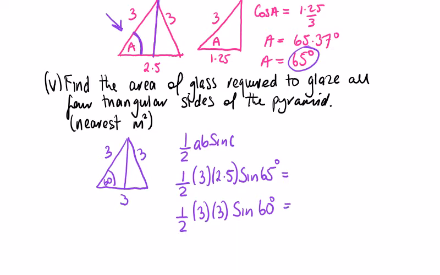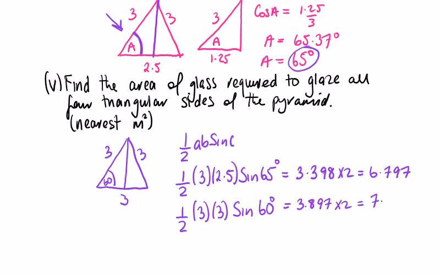So half of 3 by 2.5, so that's 1.5 by 2.5 by sine 65 is going to give us 3.398. And if we multiply that by 2, we're going to get 6.797. Now this is to the nearest meter, so we don't need all of these, but 3 decimals probably till the end. 1.5 by 3 by the sine of 60 is going to give 3.897. And there's 2 of them.